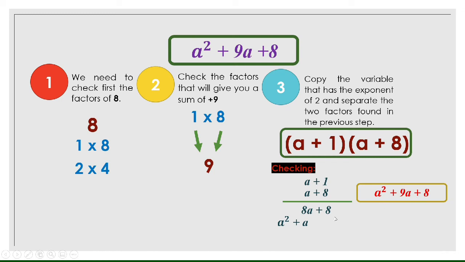So, how did we get that? So, 8, drag it down. 8A plus A is 9A, and drag the A squared. So, parehas sila nung ating given problem. It only means that our answer A plus 1 times A plus 8 is correct. So, that is the way on how I actually get the factors of a simple quadratic equation.